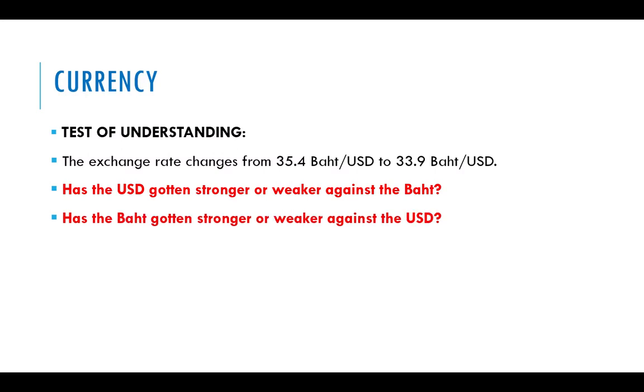A related question: has the baht gotten stronger or weaker against the dollar? Remember, hopefully you just told me that the US dollar has gotten weaker against the baht. Well, if the US dollar has gotten weaker against the baht, then it has to be the case that the baht has gotten stronger against the dollar. It takes more money to buy baht than before. Your US dollar is not buying as many baht because baht are more valuable relative to US dollars than before. So hopefully you are understanding that basic intuition.